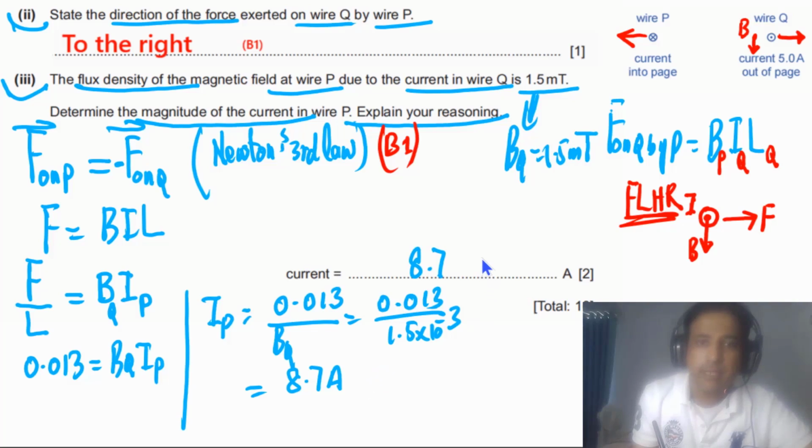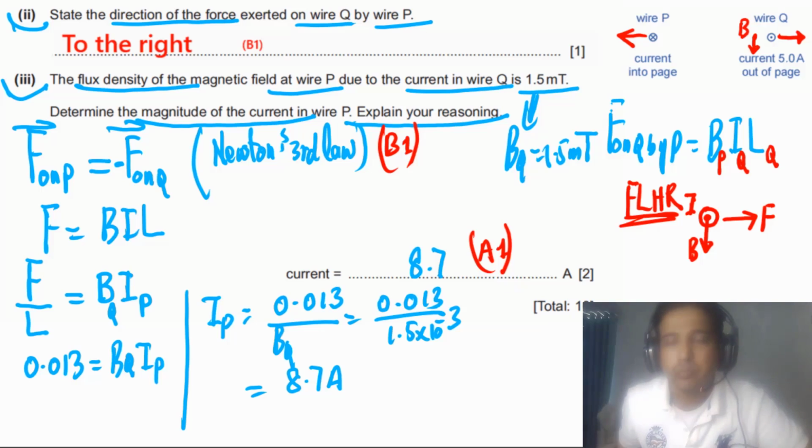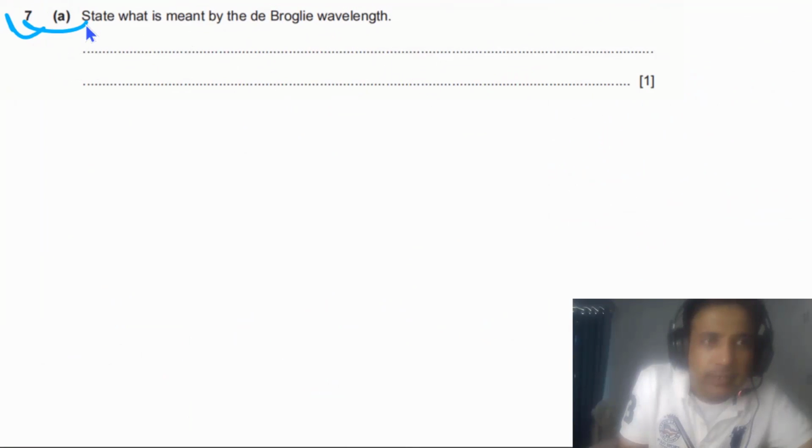And the second mark is the answer mark. If you have got the right answer, you will get 2 marks. Question 7 part A says, state what is meant by de Broglie wavelength.